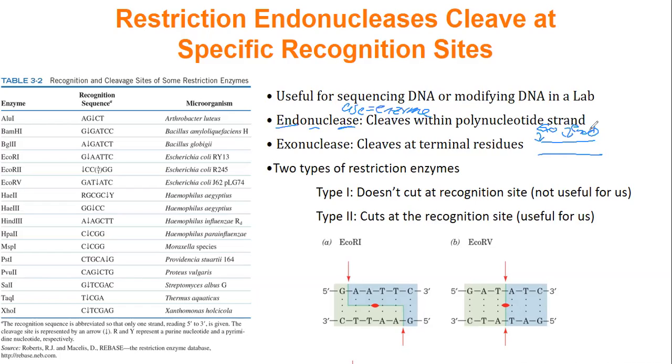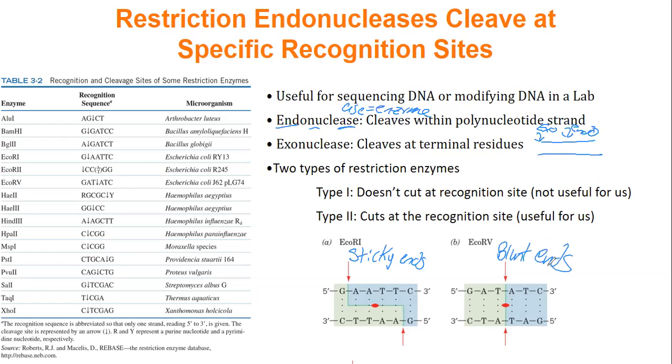So what we use in the lab is called a type 2. Type 2 will cut right at the recognition site. It will cut at the sequences it's looking for. Now, there are two different types of cuts you can make. One will produce fragments that are called sticky ends. One will produce fragments that are called blunt ends, all right?